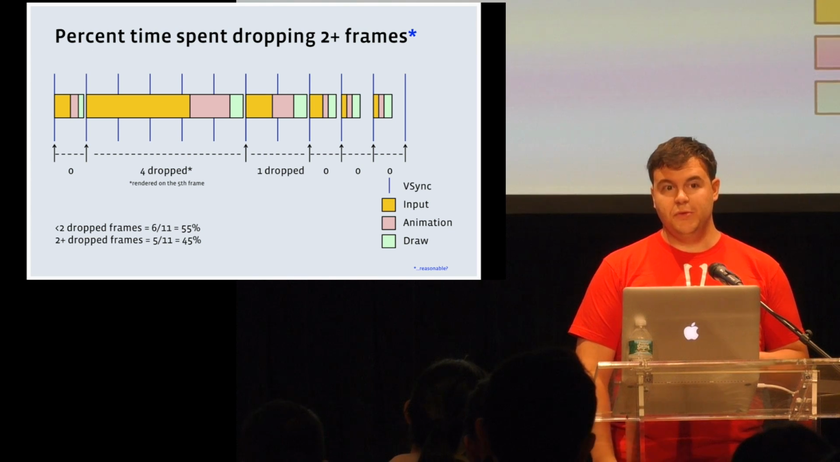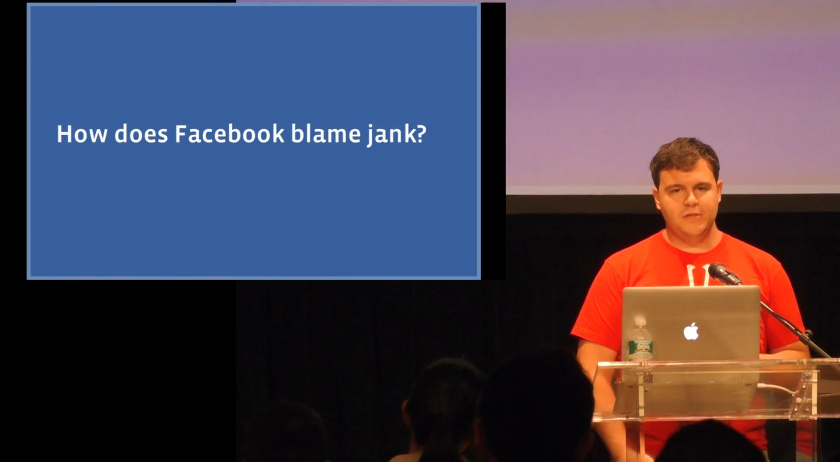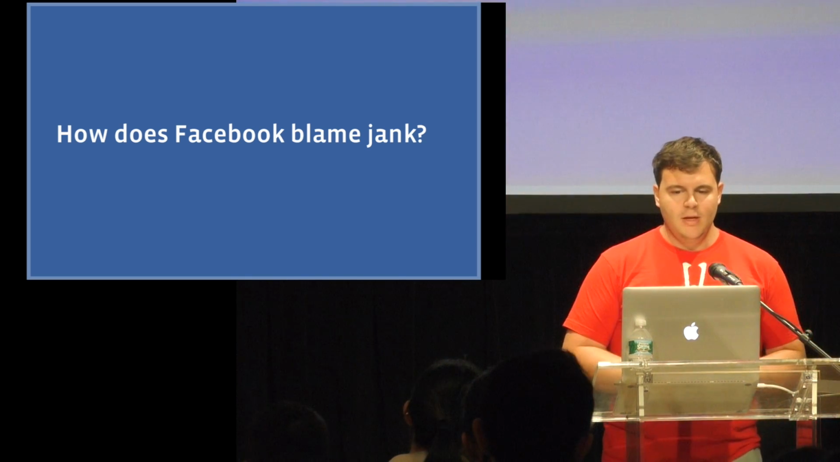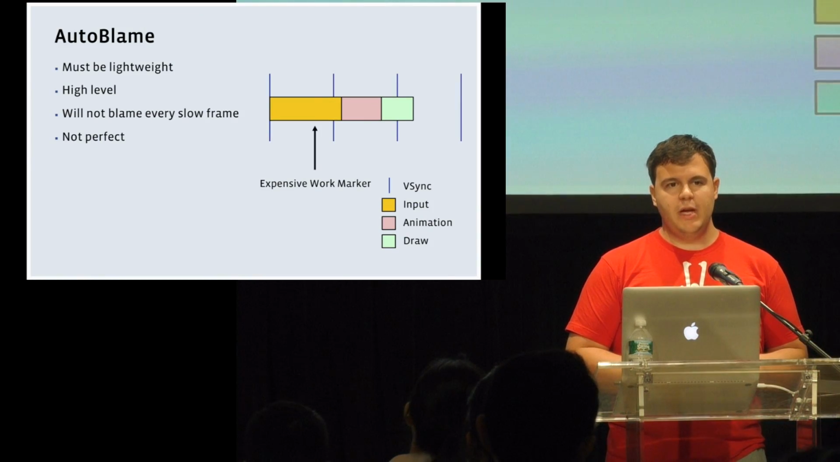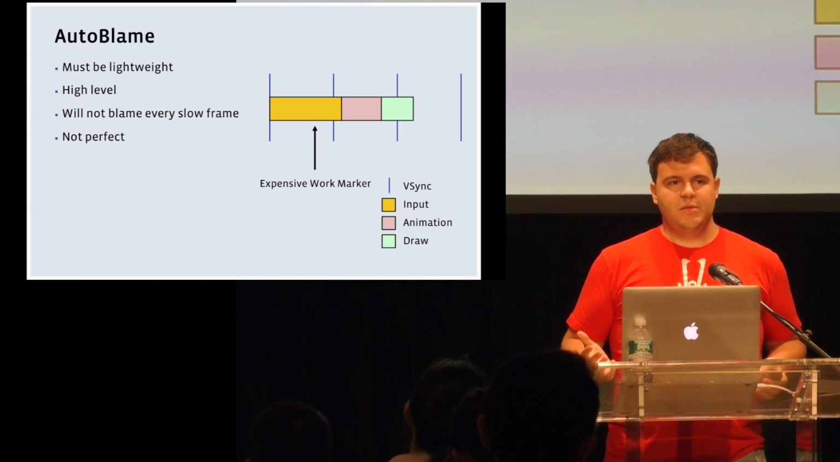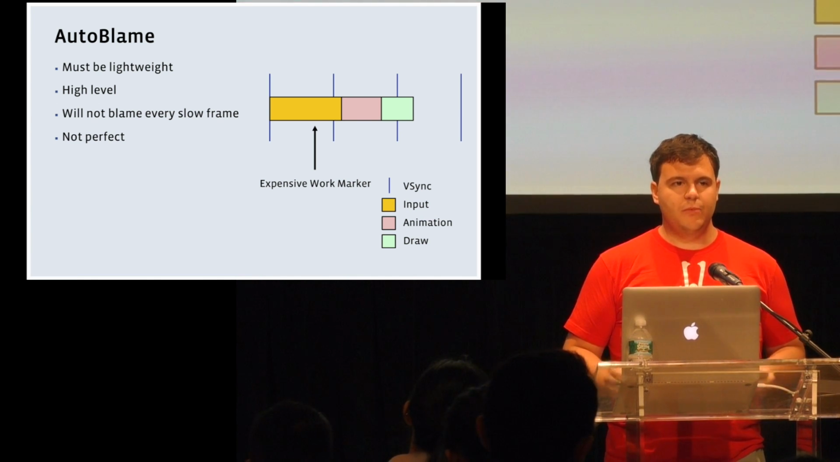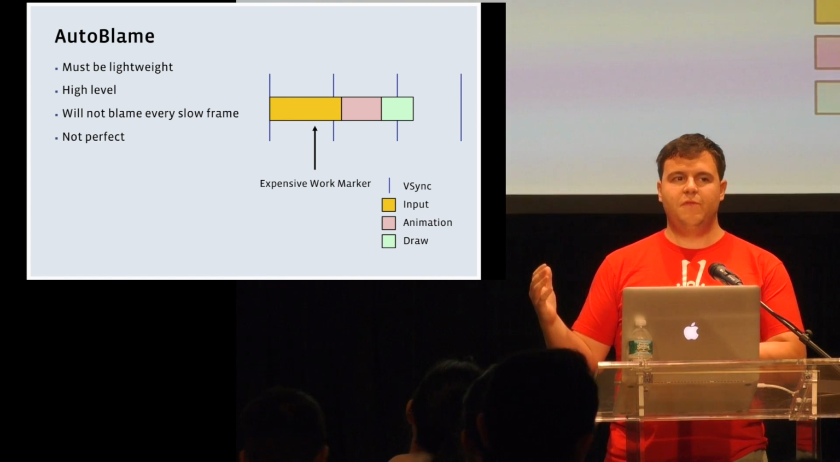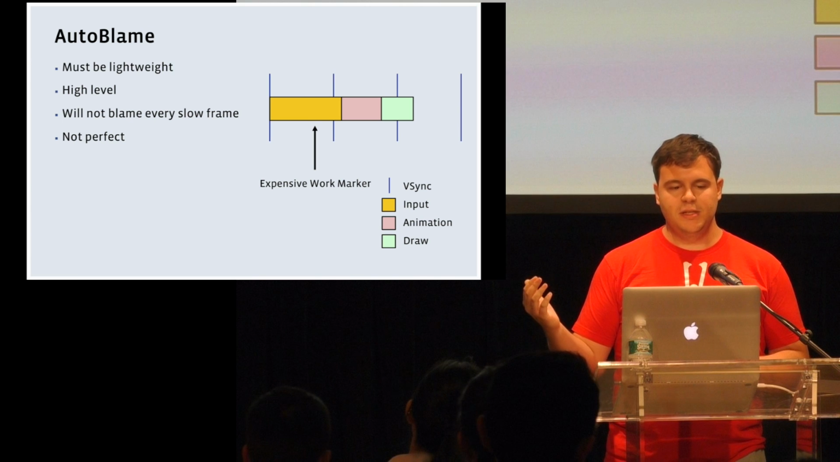So let's get into some fun tools. How does Facebook automatically blame jank? We have one tool which we actually use in production, and this is called Autoblame. Because it's in production, we know that it has to be super lightweight. We don't want to interfere with what the user's doing. We don't want to actually slow the frame rate of the device down by measuring it.